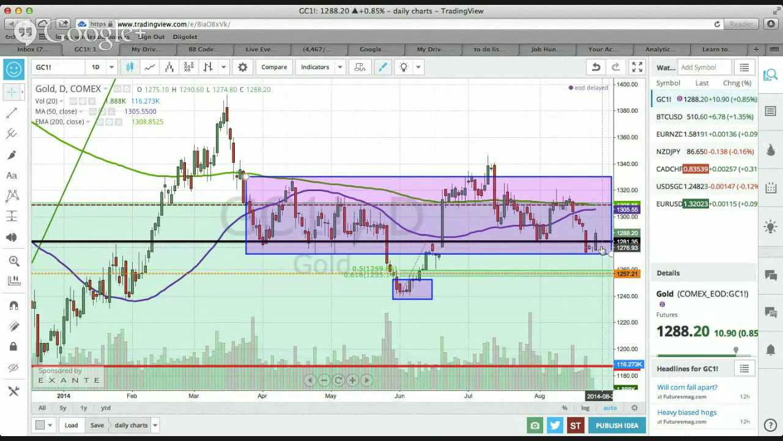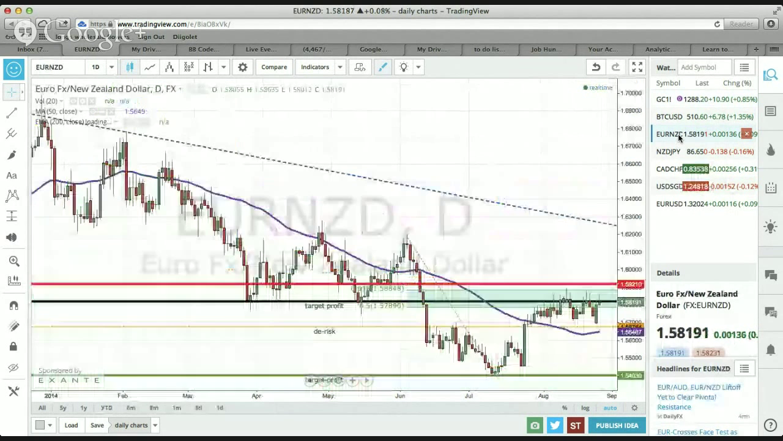In terms of where we're going, if we look at this range, you can make a case for the top of the range. You can make a case for resistance here, where there's a 200 exponential moving average at 1305. So I would expect a little bit more bullishness out of gold. Okay, so that's gold.